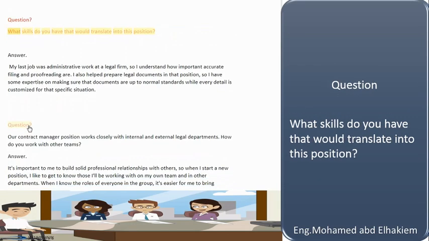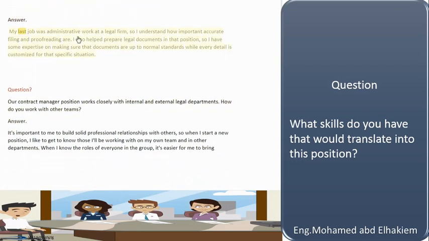Question: What skills do you have that would translate into this position? Answer: My last job was administrative work at a legal firm, so I understand how important accurate filing and proofreading are. I also helped prepare legal documents in that position, so I have some expertise on making sure that documents are up to normal standards, while every detail is customized for that specific situation.